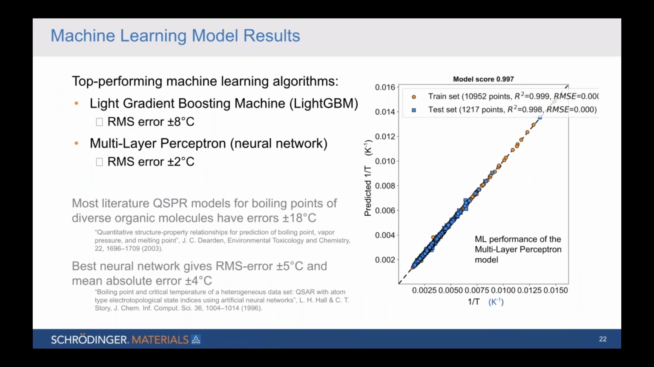So here's the result. The top performing machine learning algorithm we found in our study for the organic compounds is the light gradient boosting machine, and the other one is the multi-layer perceptron. The RMS error, of course, for the model based on squared error is almost perfect. And even the RMS error is well below some of the publications from either machine learning models or previous work. So we're very happy about this machine learning model.